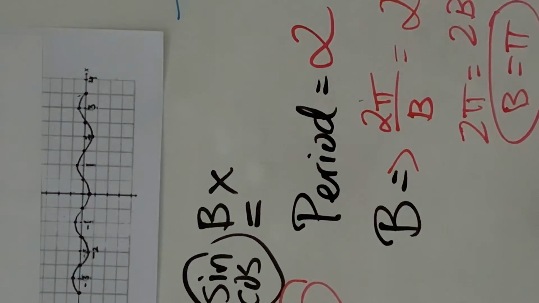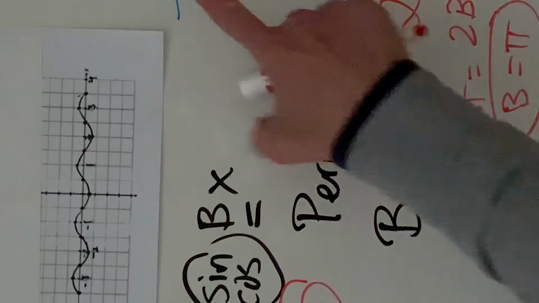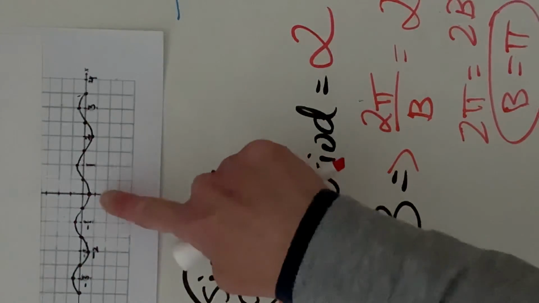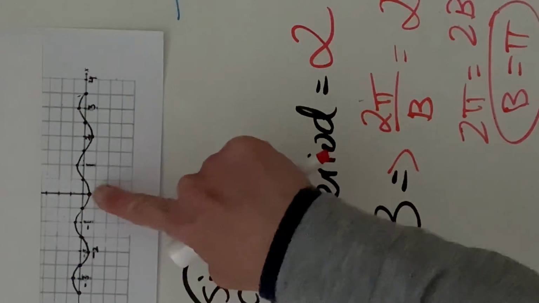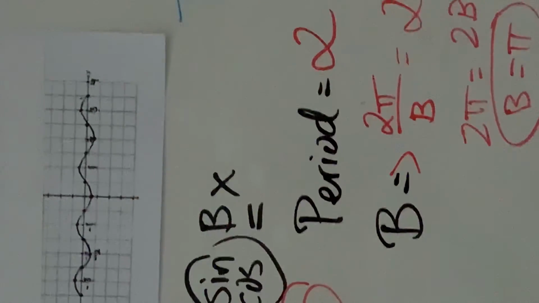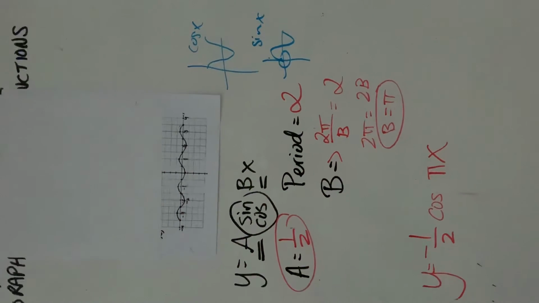I already did the pi x. All right, so we've got 1/2 times the cosine of pi x. Is that correct, though? Well, again, remember, cosine starts usually at the maximum. Does this graph start at the maximum? Nope, it starts at the minimum, which means that our graph has to be reflected over the x-axis. And to show that, I just need the negative in front of my equation. So that positive 1/2 would really be a negative 1/2.